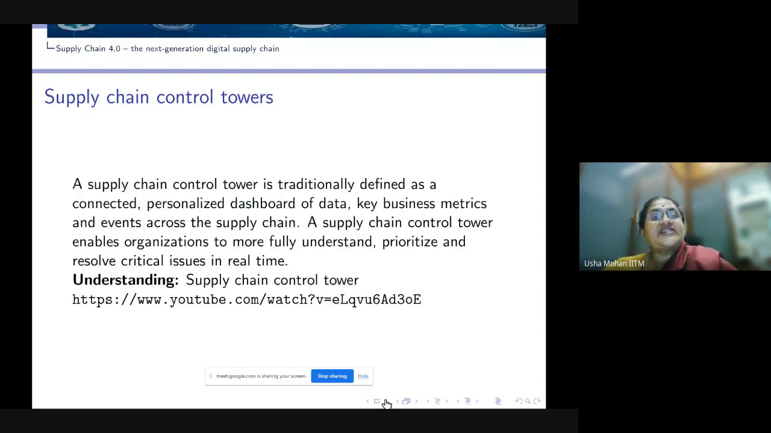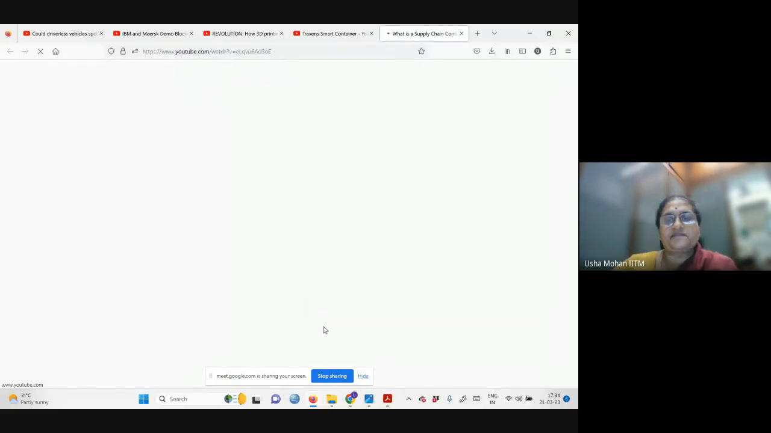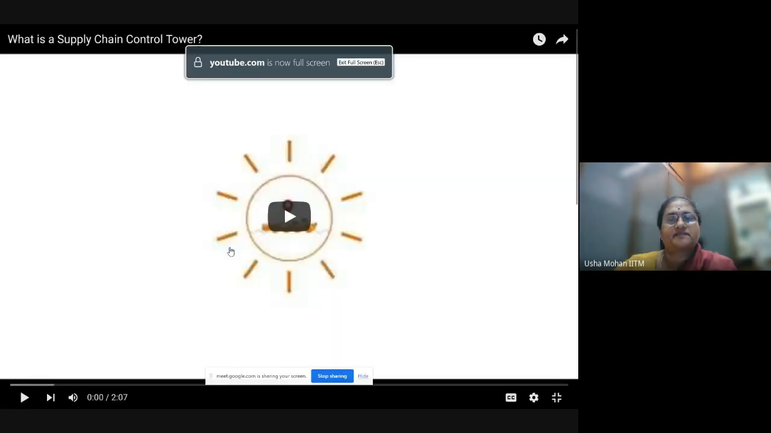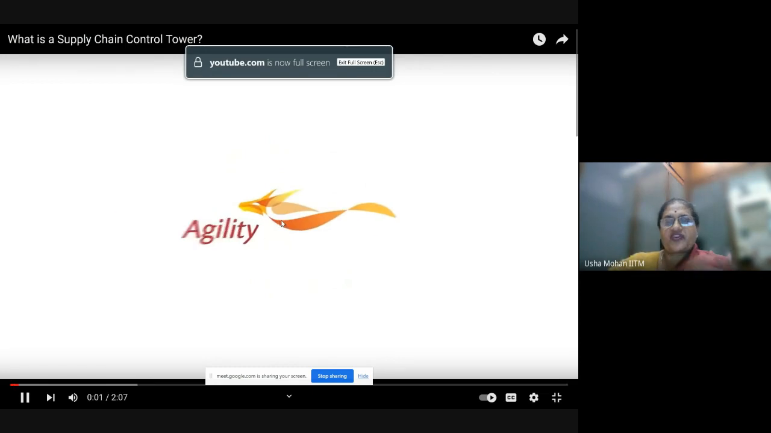Now the next is what is called control towers. Any idea what a supply chain control tower is? Have you all heard of this? Let's understand this again through an animation as to what a supply chain control tower is. This is from Agility Logistics.